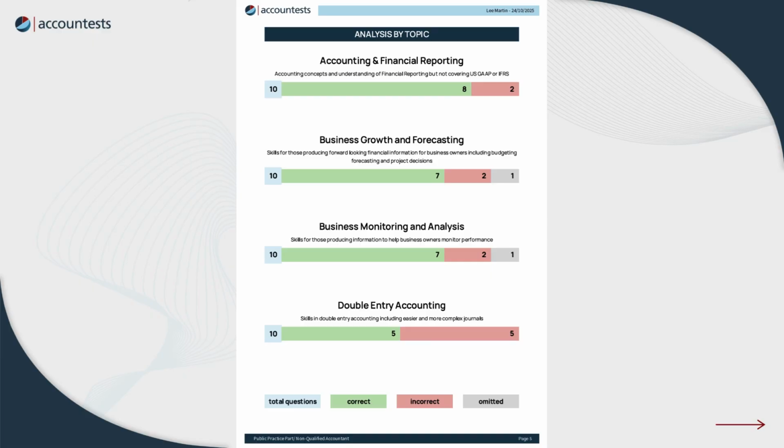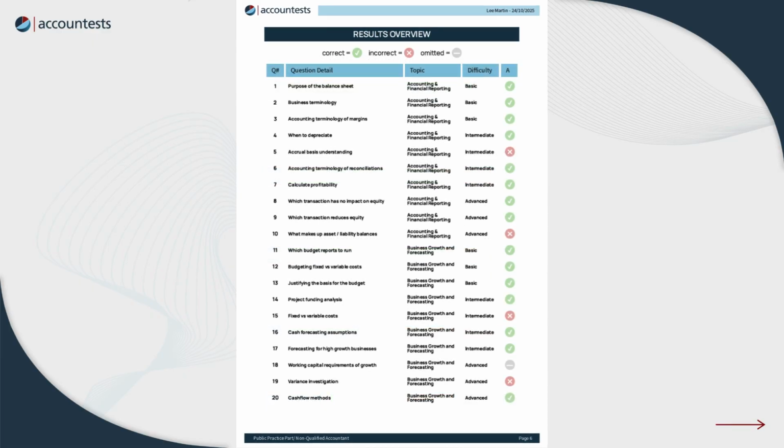And double entry accounting is looking at debits and credits and making sure the candidate has an intuitive understanding of debits and credits. On the next page, we go through question by question. So what was the question about? Which topic was it in? Did the candidate get it right or wrong? And if there is a grey circle, that means that they didn't answer the question.